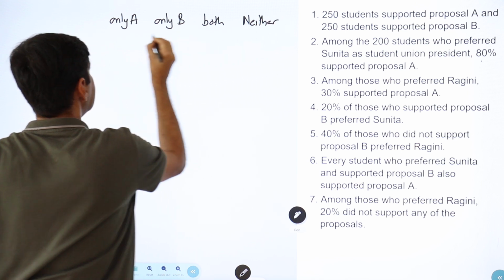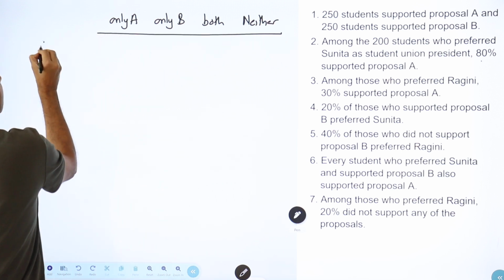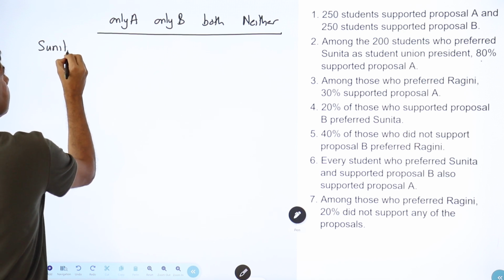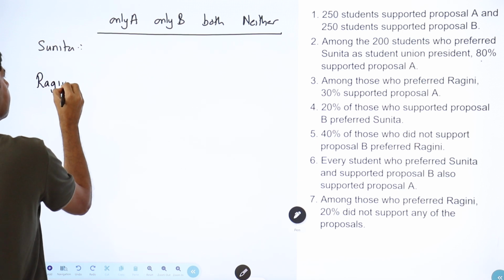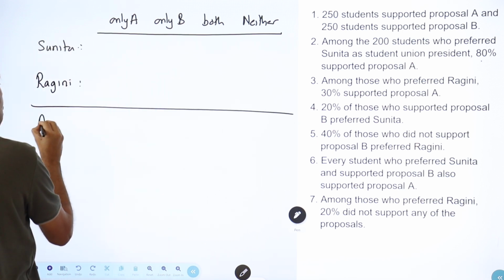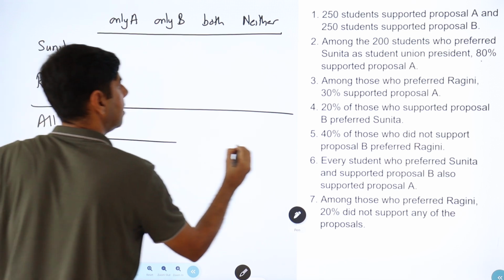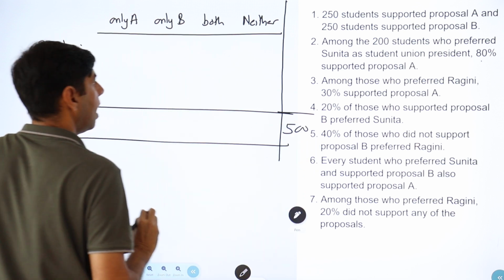And now this is going to be divided amongst Sunita followers, amongst Ragini followers, and I also have a third thing for all the students. A third row for all. So I know that the total is 500.